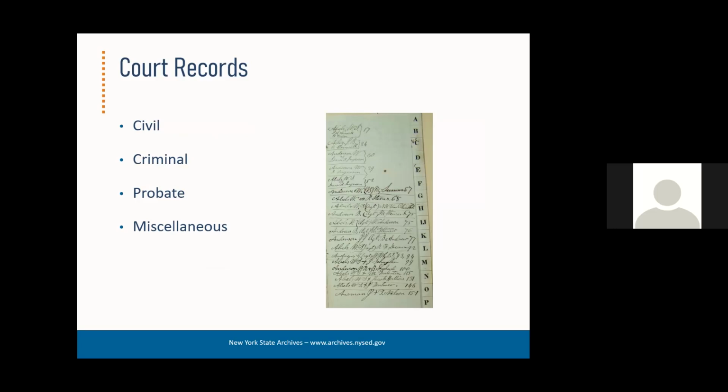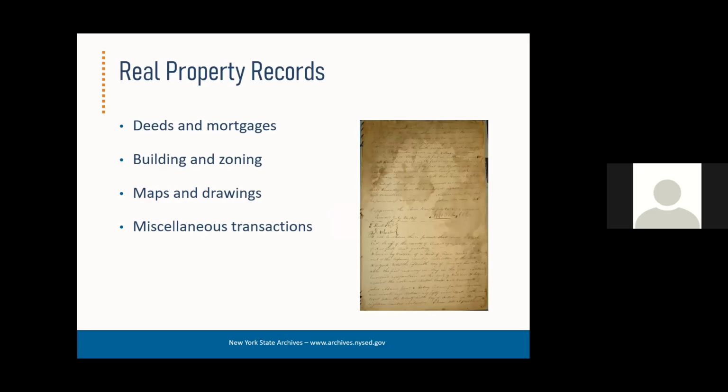Probate, we all know about wills and everything else. There's going to be some extensive records there. More examples of historical records. Your real property records. This is your deeds and mortgages, building zoning, and so on. Maps and drawings. Anybody who has a house is interested in what happened before them, about the owners and what's been done to the house in that time period. So you've got a built-in interest right there, right then and there.